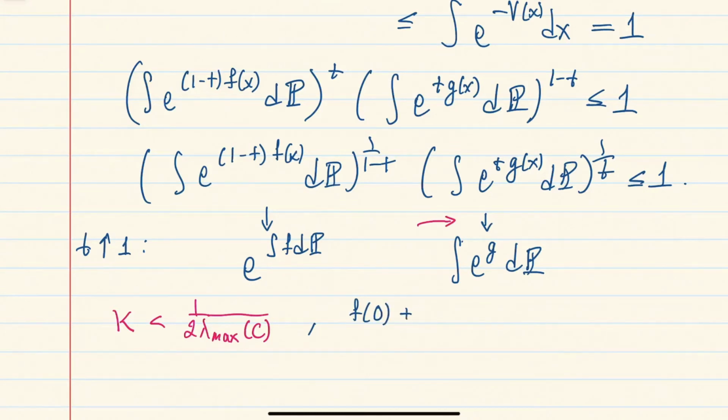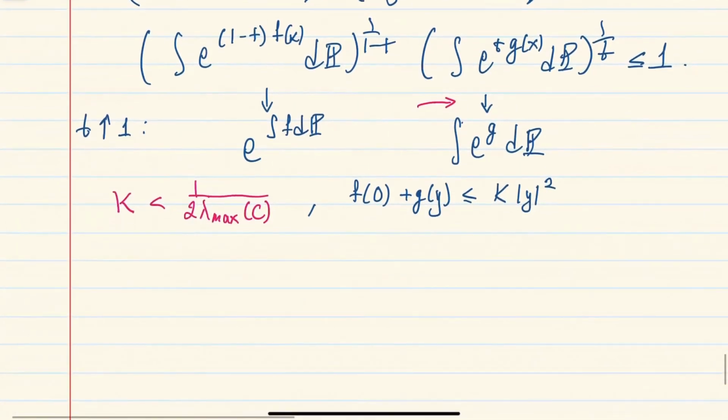So f of 0 plus g of y should be less than or equal to this k times |x - y| squared. And if x is 0, this is just y squared. So in other words, this function g can at most grow quadratically, and if we put the constant k to be small enough, then the density of the Gaussian actually would dominate here, and you would have the dominated convergence theorem. But now I realize that we could just use a monotone convergence theorem here.